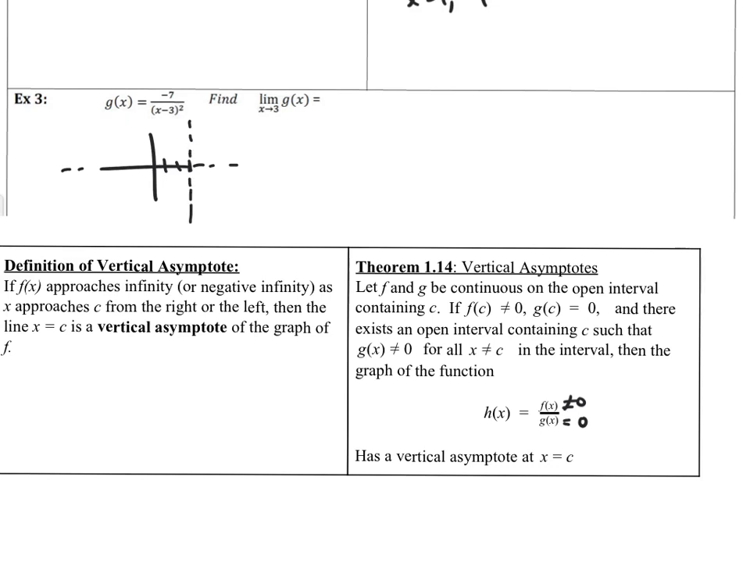The negative 7 flips us over the x-axis. The squared means that both curves are headed in the same direction. So here's our quick graph, which means that our limit is going to be approaching negative infinity because we're approaching the same value from the left as from the right.